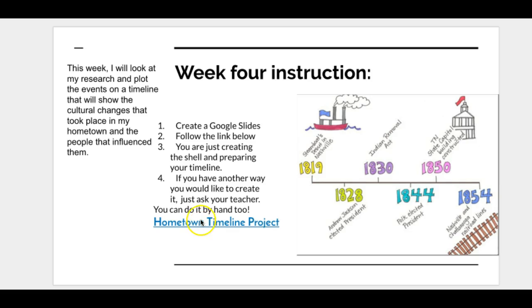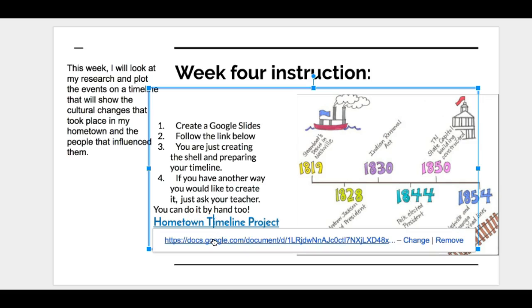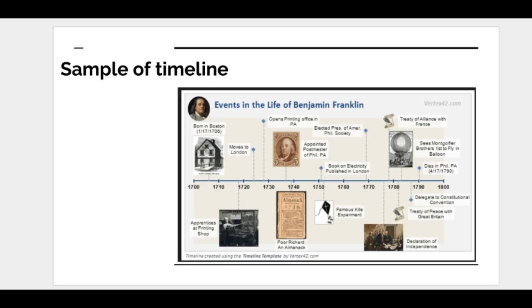The hometown timeline project can be mapped out all right here on this Google Doc. So I would recommend opening that link, keeping it open on your computer, maybe printing it, so you can follow it as you go. And it's not a long timeline, you're only having to do a few events.